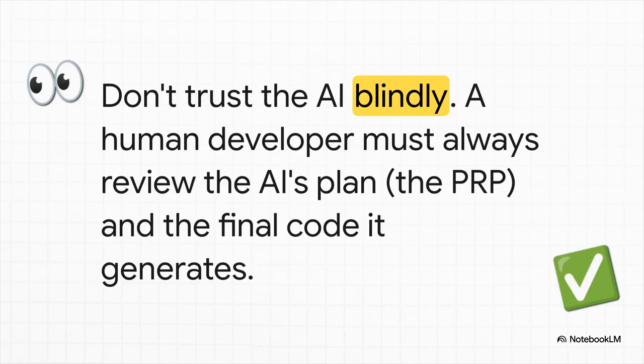And that step is validation. You never, ever trust the AI blindly. A human developer has to review the AI's plan, that PRP packet, before it gets executed. And then they have to review the final code too. This human-in-the-loop oversight is the non-negotiable step. It's what separates professional engineering from vibe coding.